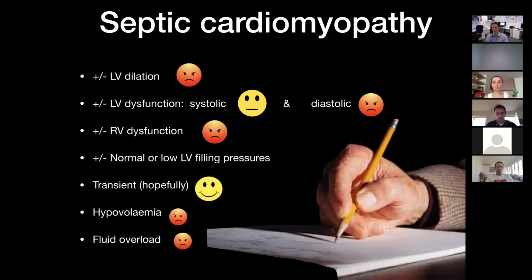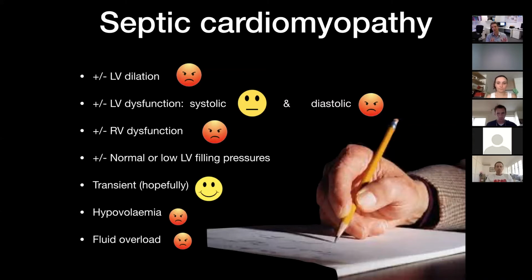Hypovolemia, fluid overload. I probably don't need to talk to you guys too much about those, other than to say that we've got evidence, not just in septic cardiomyopathy but in the critically ill in general, that if you're hypovolemic with raised lactates and everything, that's not a good thing. If you're fluid overloaded, particularly over a prolonged period of time, that's also been shown to have mortality implications.